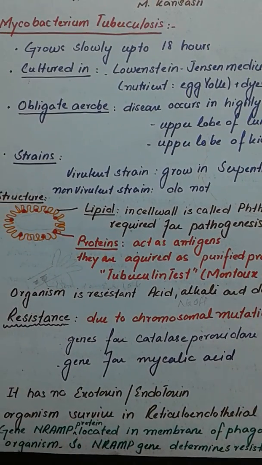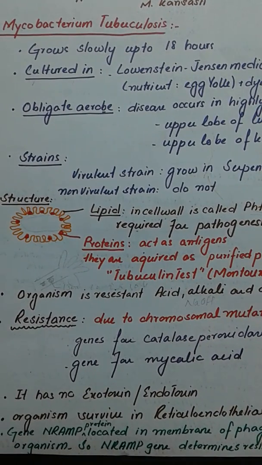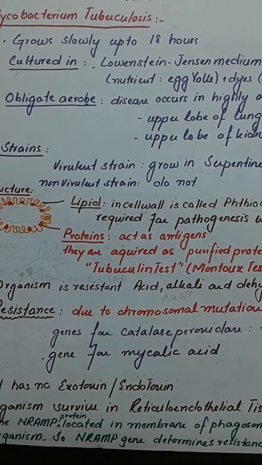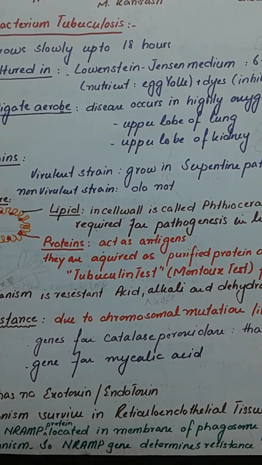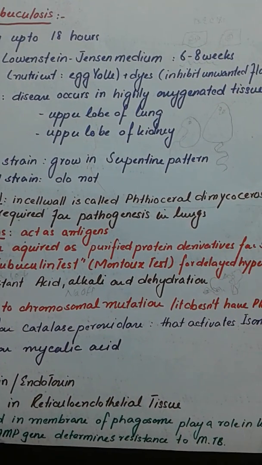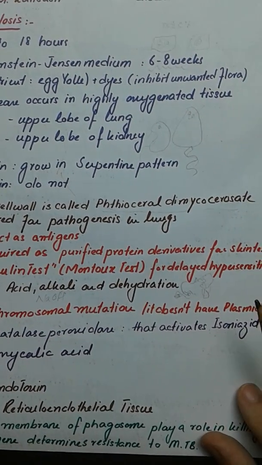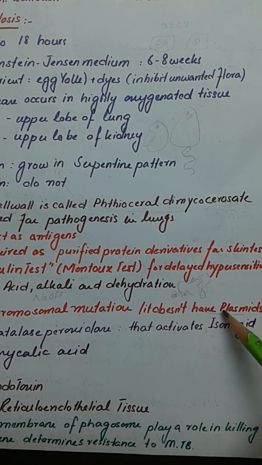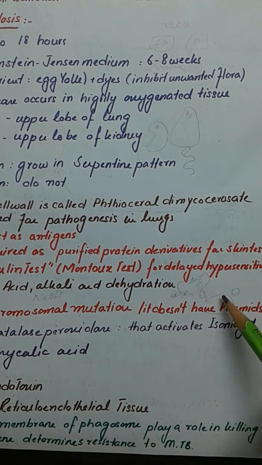Now, we know resistance is continuously developing in our society because of a lot of things. The resistance in this organism is due to chromosomal mutation. We know that chromosomal mutation is not because of the transference of genetic material to the next bacteria, as in plasmids. In this organism, they do not have plasmids that give genetic material from one bacterial organism to another.